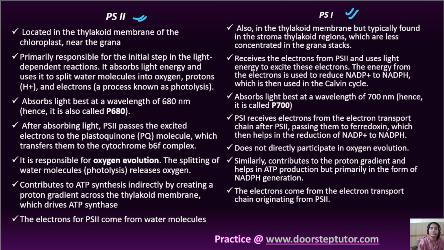In the case of photosystem 2, its location is in the thylakoid membrane of the chloroplast near the grana. While if we are talking about PS1, it is also present in the thylakoid membrane, but typically it is found in the stroma part of the thylakoid regions, where it is less concentrated in the grana stacks.